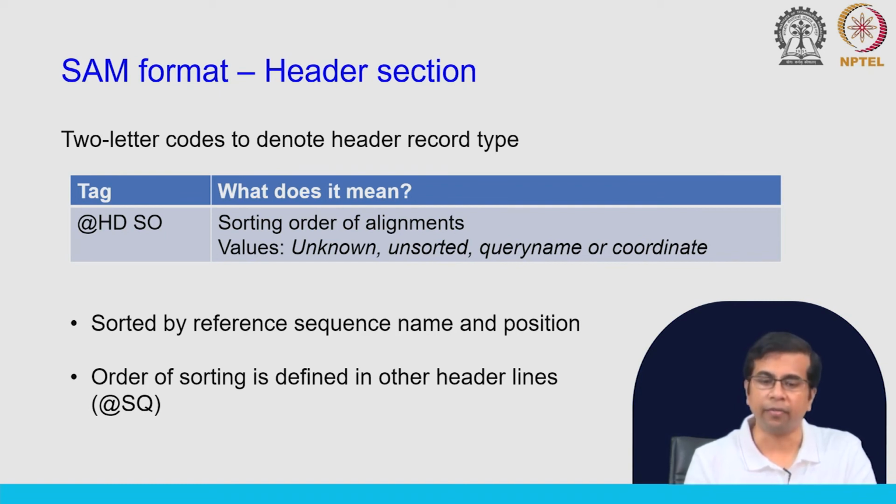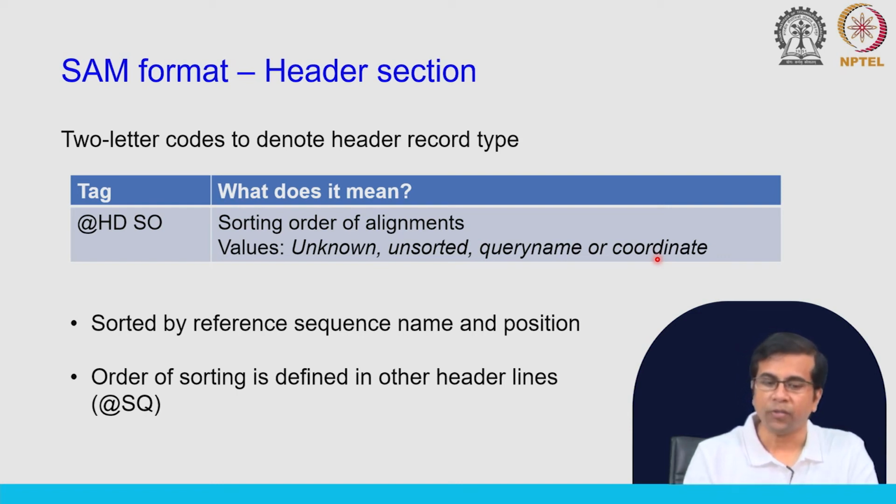So, these are the values you will get: unknown or unsorted. Unsorted is the default option, you will see this in most of the files. Then you can have sorting by query name, by the read name, or sorting by the alignment sequence position. You can have sorting by reference sequence name and positions, and this order of sorting will be defined in another header line that will start with @SQ. We will come to that.